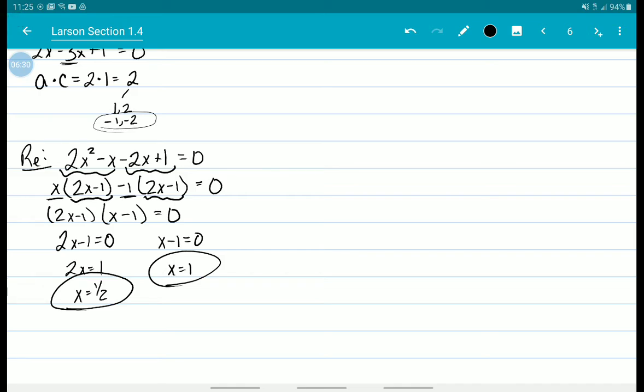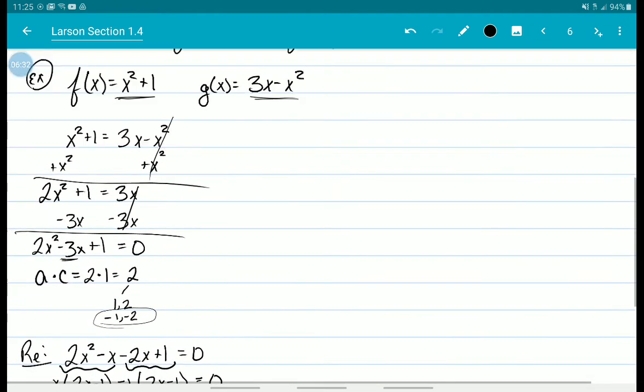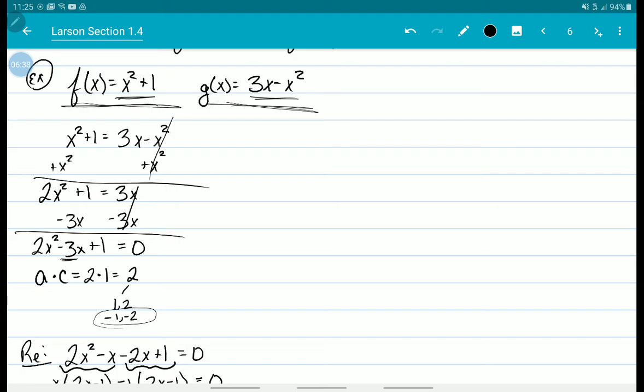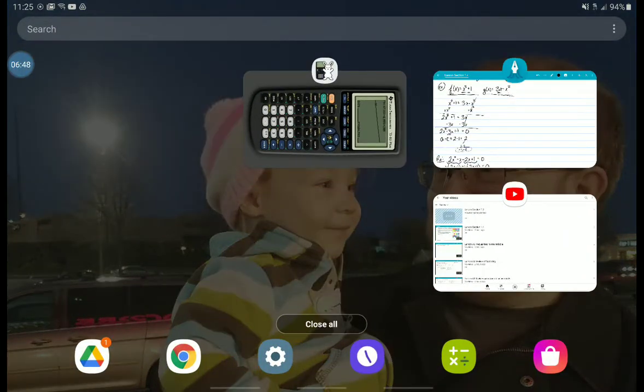So those are the x values for where this function is equal to this function. So graphically, what's going on is that we're looking for intersections. That's what it means when one equation is equal to another equation. So let's graph this one in GeoGebra.